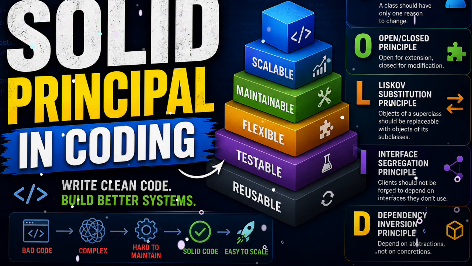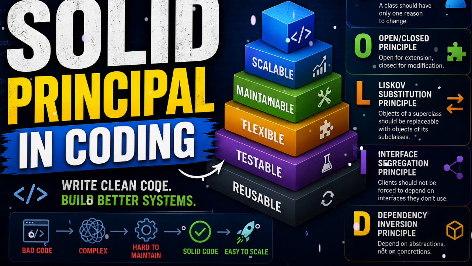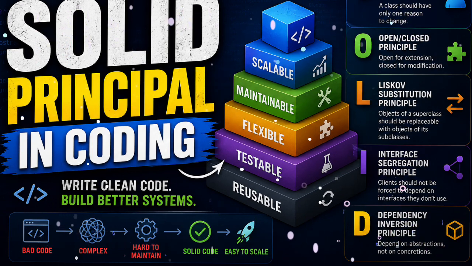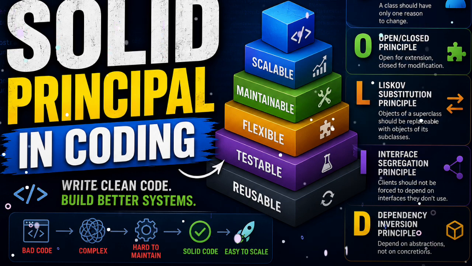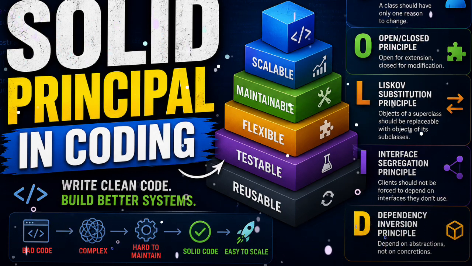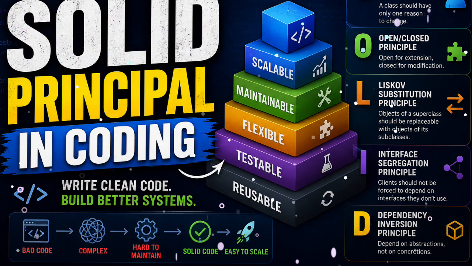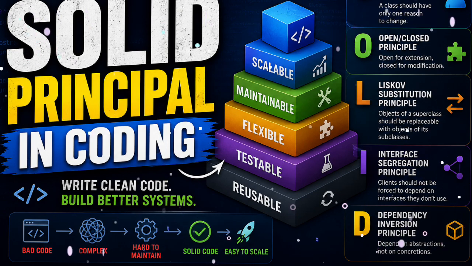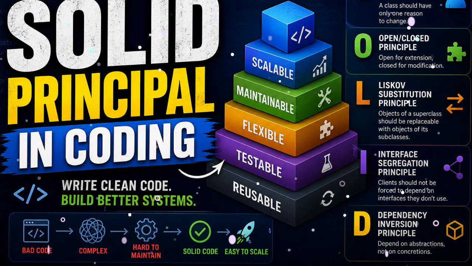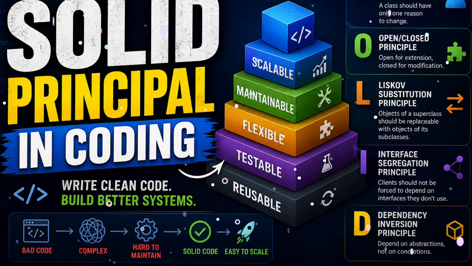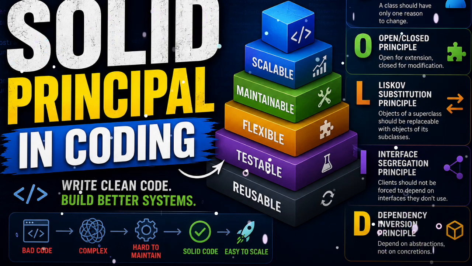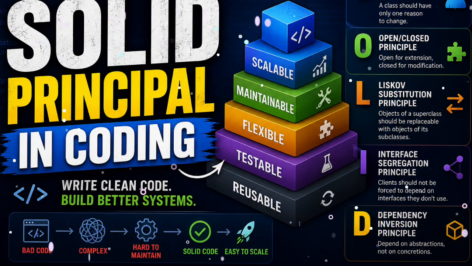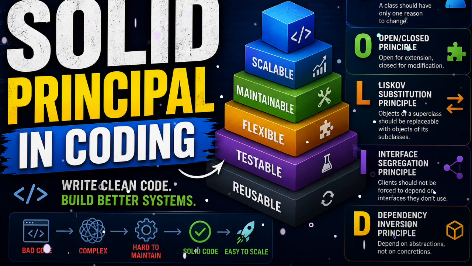Third principle, Liskov substitution principle. The Liskov substitution principle says, objects of a parent class should be replaceable with objects of child classes without breaking the application. It mainly focuses on correct inheritance. Let's understand with a simple example. We create a bird class. Inside bird we create a fly function. Now we create sparrow extends bird. This is okay, because sparrow can fly.